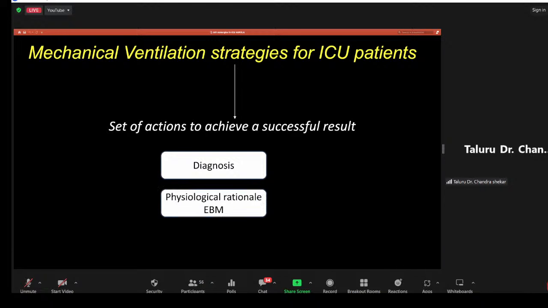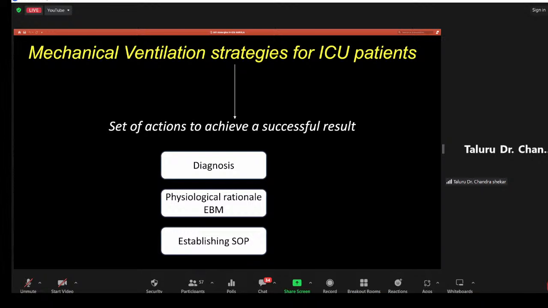Then you look at what are the physiological rationale. Why I put it above evidence-based medicine is because a lot of gray areas are there in mechanical ventilation in ICU patients. So a good physiological rationale leads to a lot of reasoning and a good care. So I put it above evidence-based medicine, and evidence-based are guidelines, what we look at, what we have. And then, as Saneesh was saying, every unit has to establish a standard operating procedure for everything.